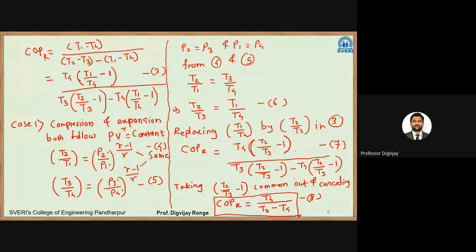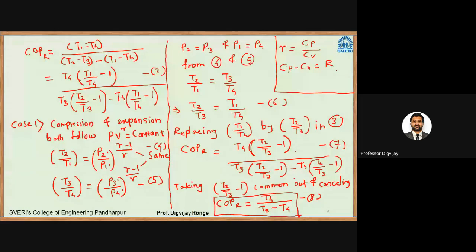So what is gamma? Gamma is a constant. It is a ratio of Cp by Cv, the specific heat at constant pressure divided by the specific heat at constant volume. Also, Cp minus Cv is the gas constant, that is capital R, from the ideal gas equation.